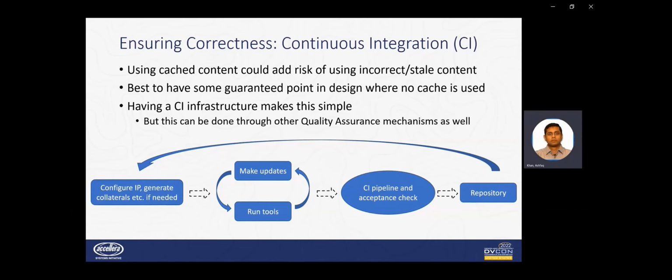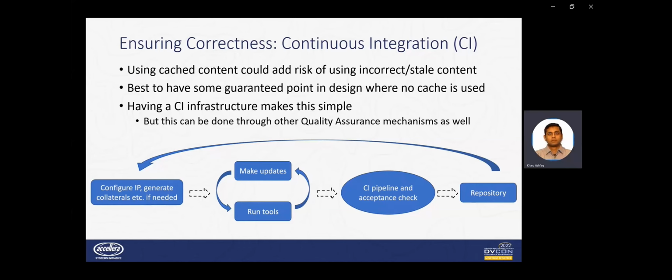So you will have one point where you are certain that you are not using any cached collateral, everything is fresh, and the correctness is guaranteed. User runs, if there is any issue in the quality or correctness, that will be caught in the CI infrastructure. But this can be done in many other ways. You might be able to do it manually or through some other workflow methodology.